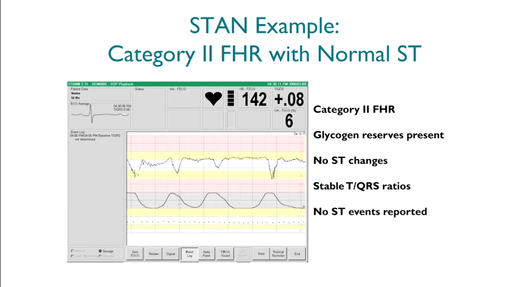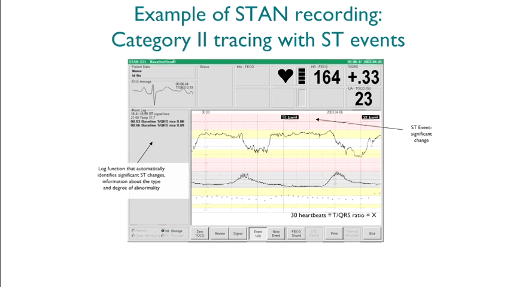Now, this is a normal tracing. There are no ST events here, and compare that to this tracing where now you have an ST event. So the machine tells you when you have to worry. It tells you when you have to do something because it prints out an ST event.